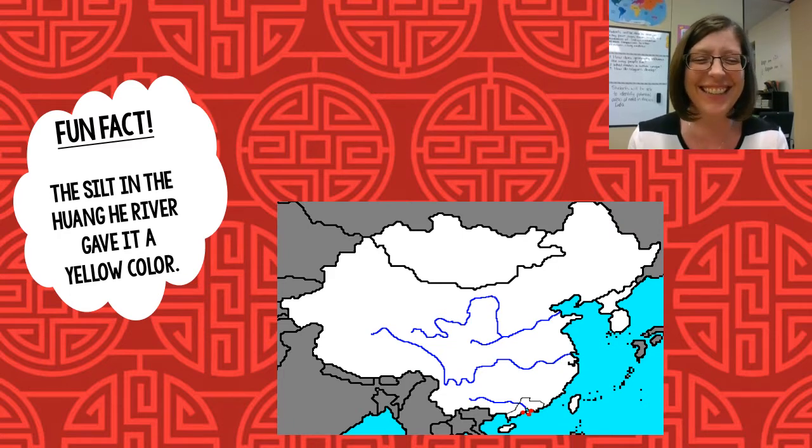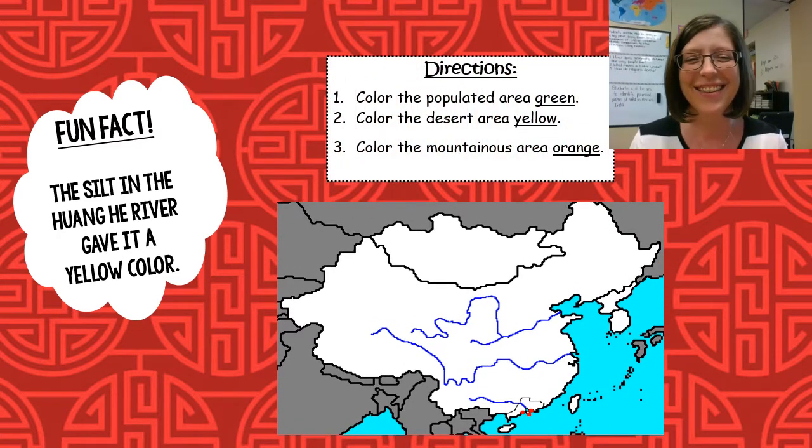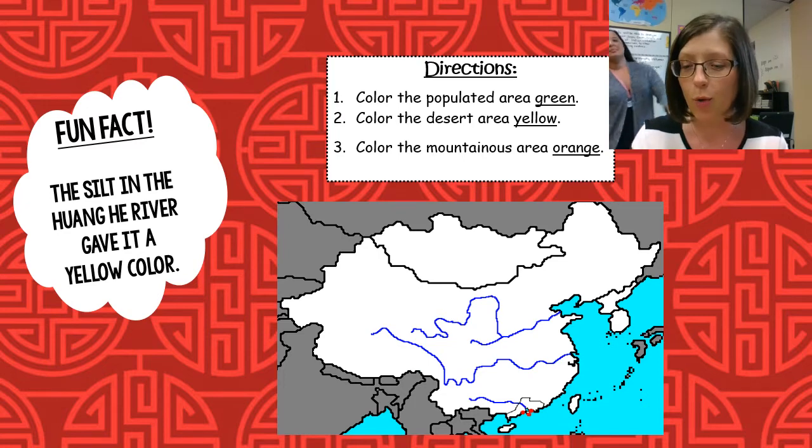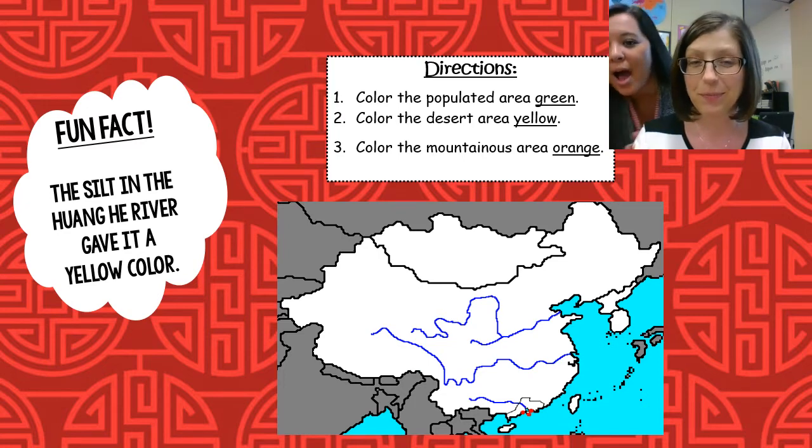Gave it a yellow color, which is why we call it the Yellow River. So now what you need to do with your map is follow the directions: color the populated area green, color the desert area yellow, and color the mountainous area orange. So think about what I just talked about.